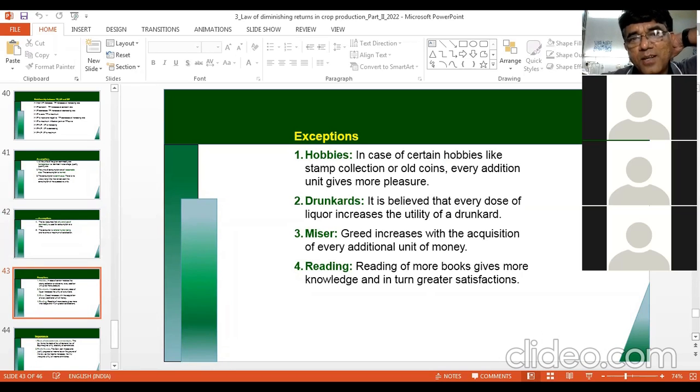Drunkard, people who drink, it is believed that every dose of liquor increases the utility of a drunkard. इस पे तो हंसना चाहिए यार आपको. You should laugh at this point.